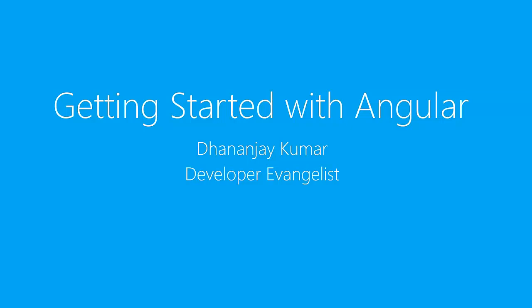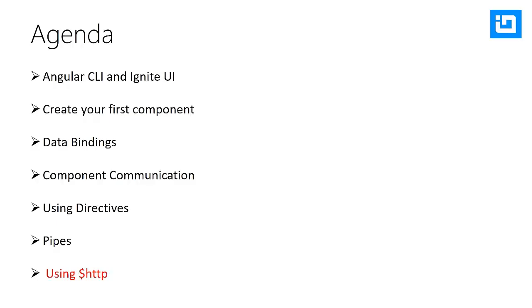Great. So this is the agenda of today's webinar. We are going to learn a little bit about Angular CLI and Ignite UI, using Ignite UI CLI and Ignite UI toolbox. Then we'll create our first component in Angular. Then we'll learn about data bindings. Then we'll learn about component communication. We'll see how to use a little bit of directives like ng-for or ng-if. And if we are left with time after that, we will look into pipes and HTTP service as well, provided we are left with some time.